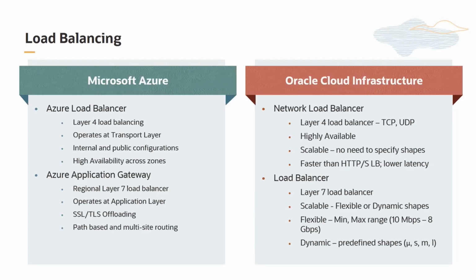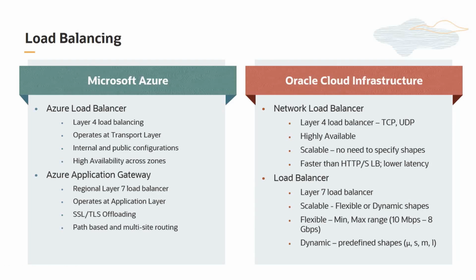In OCI, there are two types of load balancers. The first is Network Load Balancer and the second is Load Balancer. Network Load Balancer is a layer 4 load balancing solution that provides the benefits of low latency and source IP and port preservation. There is no need to specify shapes as they are scalable. Load Balancer, on the other hand, is a layer 7 load balancer and includes advanced proxy features such as layer 7 routing and SSL termination.